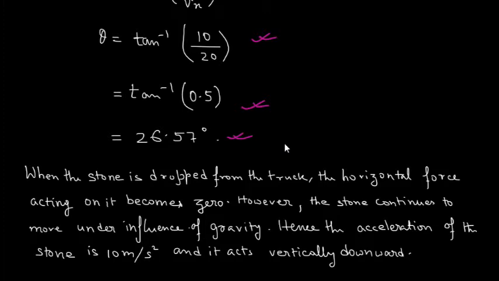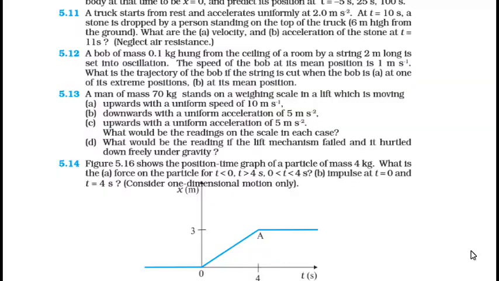26.57 degrees. When the stone is dropped from the truck, the horizontal force acting on it becomes zero. However, the stone continues to move under influence of gravity. Hence, the acceleration of the stone is 10 meter per second square and it acts vertically downward. So this is the complete answer for question number 11. Let us move to the next question.